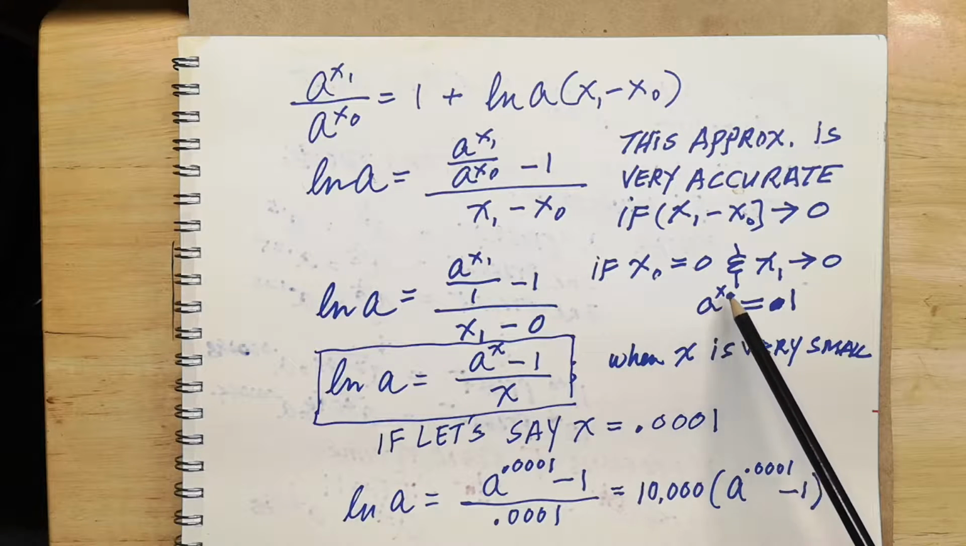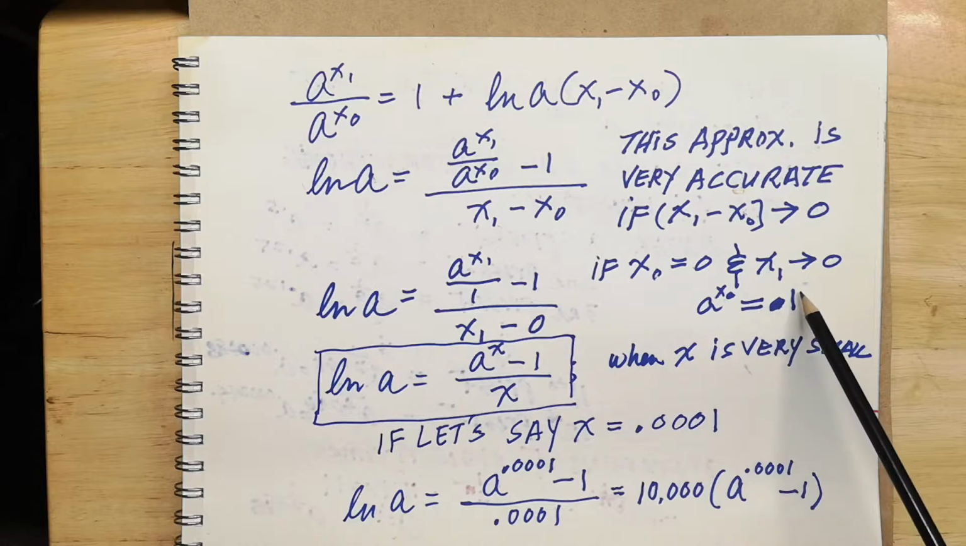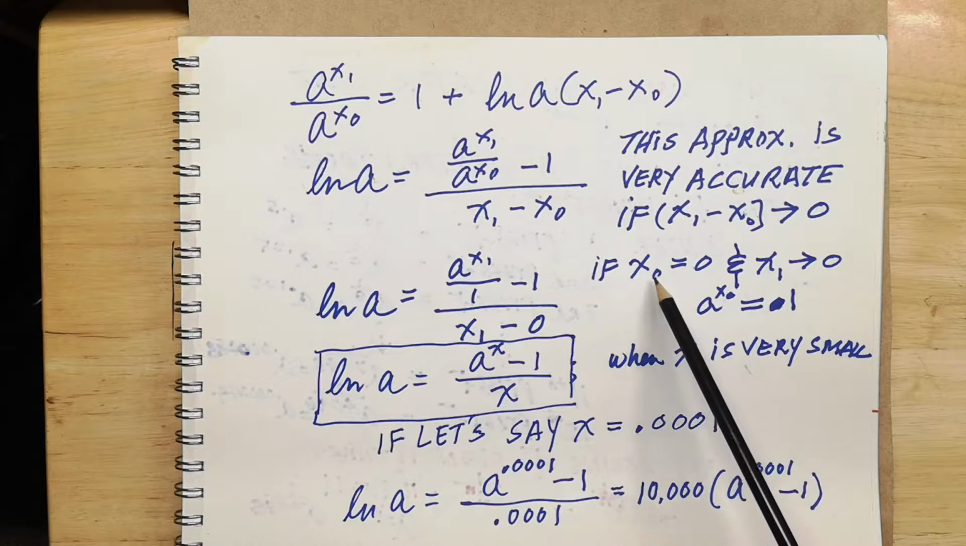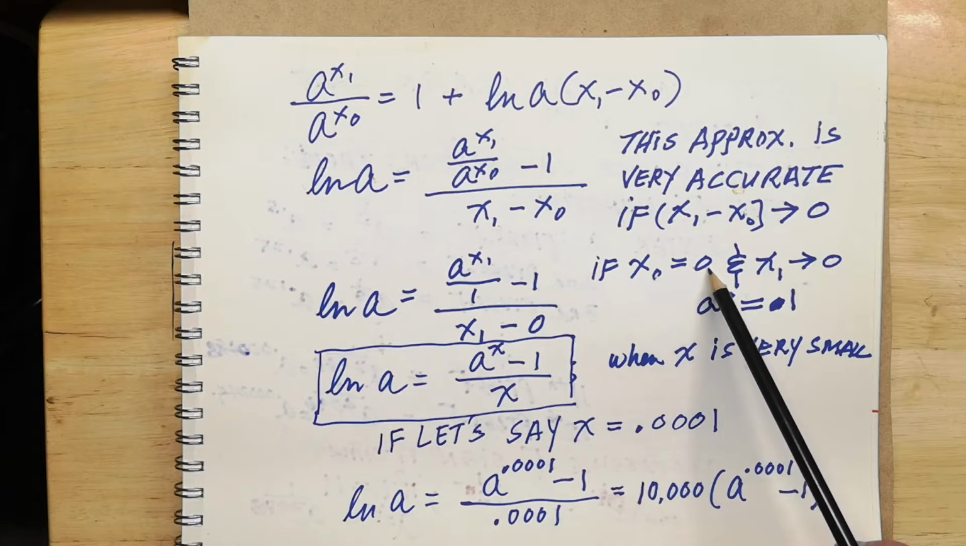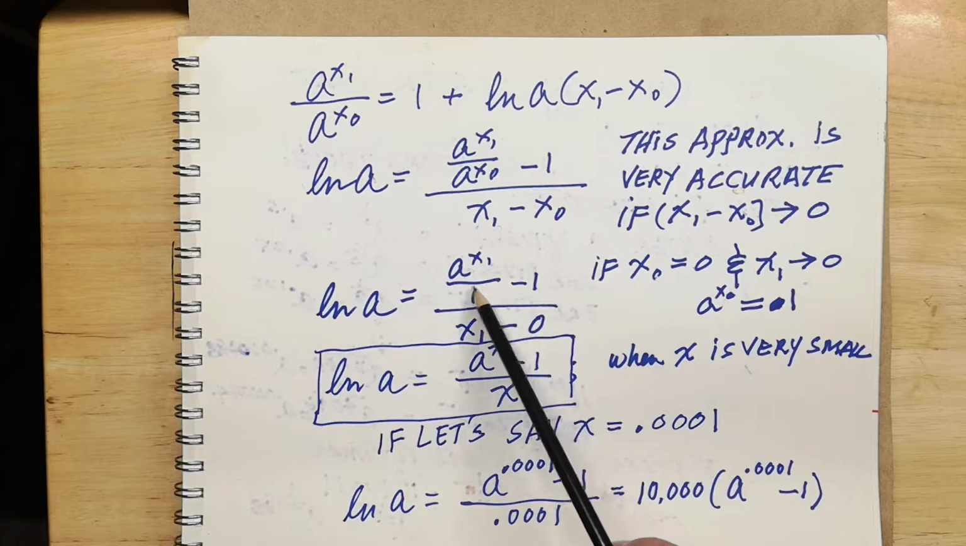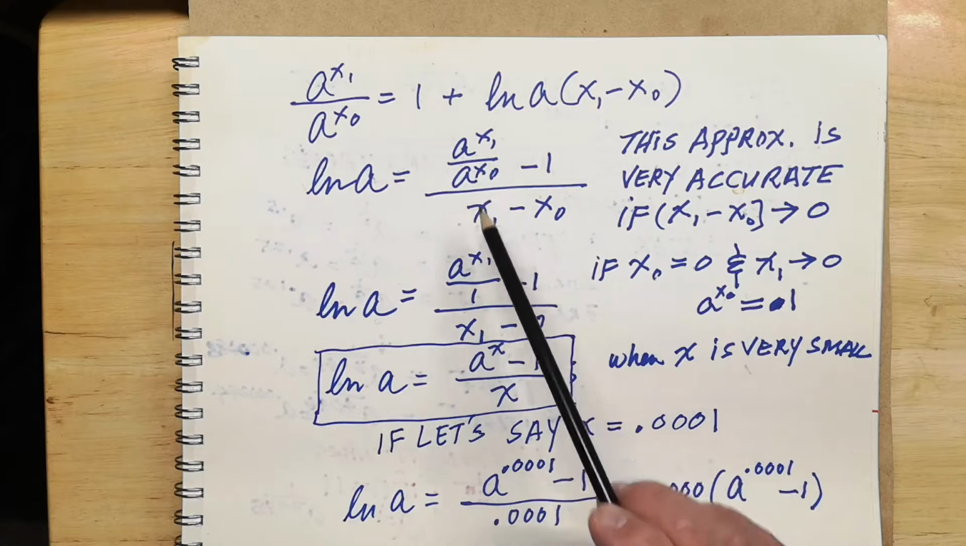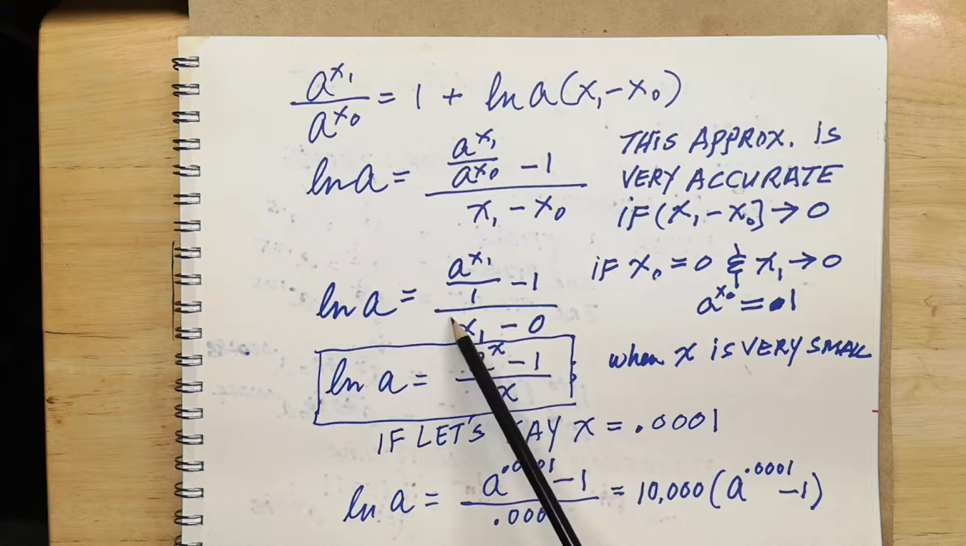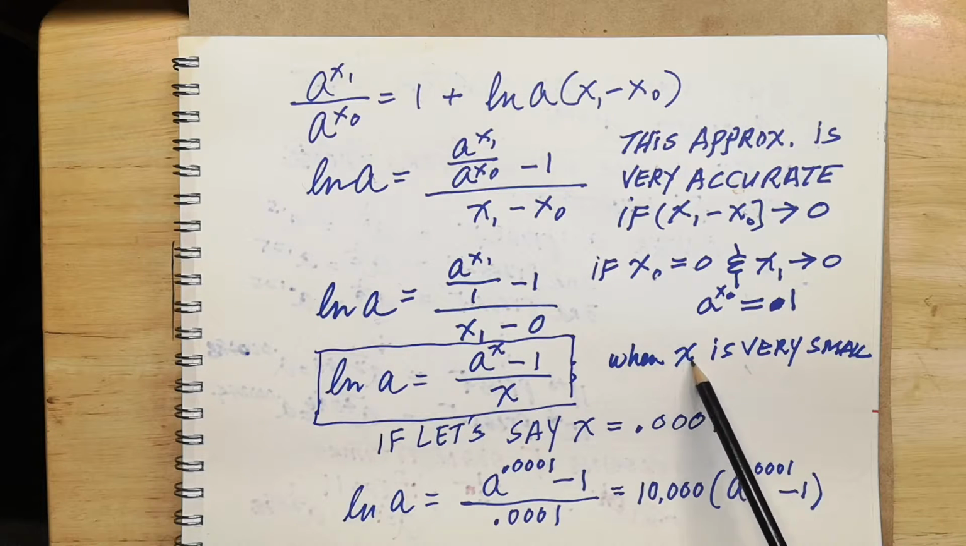So a to the x0 is equal to 1 if we assume x0 is equal to 0. So substituting back here, ln of a equals a to the x1 over 1, which is a to the x0, minus 1 over x1 minus 0. So when x is very small, ln of a is approximately equal to a to the x minus 1 over x. X is very small.